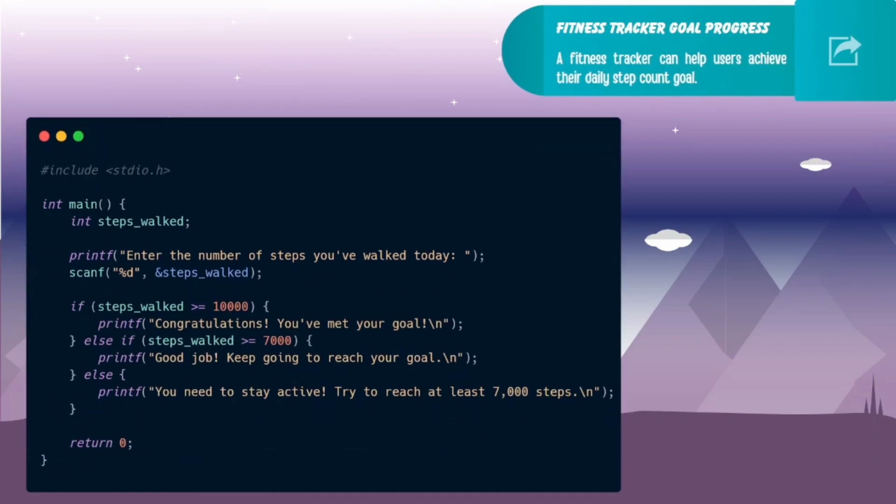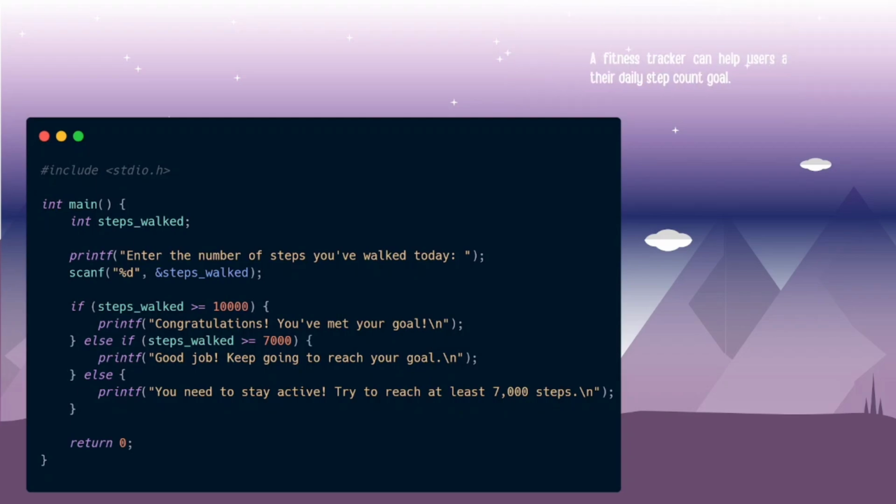We can make a fitness tracker goal progress that would basically check the count of steps we have walked or ran. For example, here you can see if you ran more than 7,000, it would say good job, keep going. So it would inspire you to complete your goal. If it is greater than or equal to 10,000, then it would congratulate you because you have completed your target. So we can do that too.